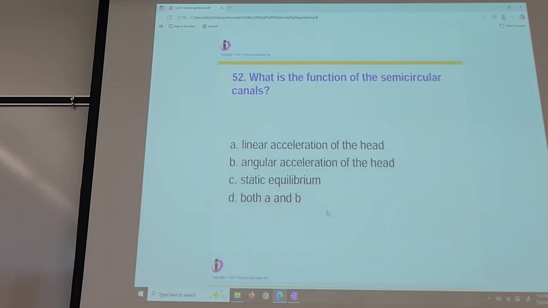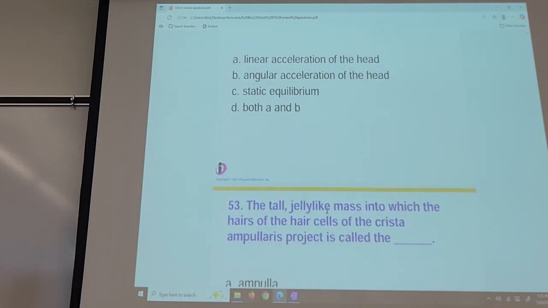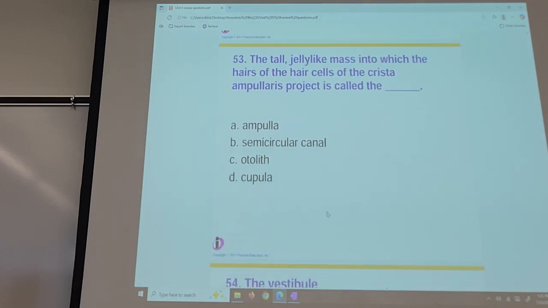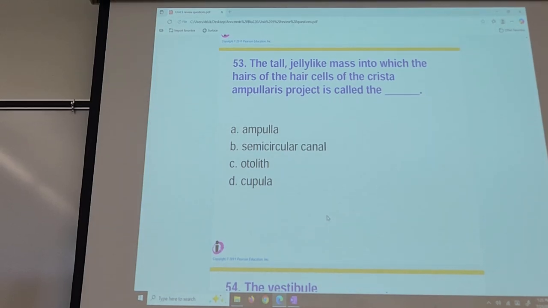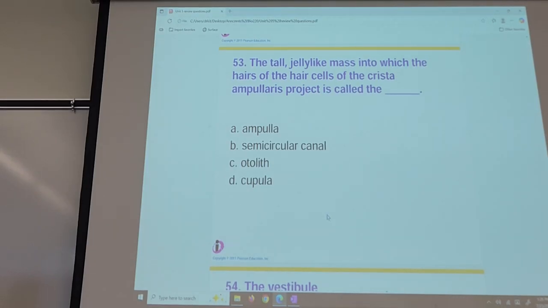52, what is the function of semicircular canals? Again, this one doesn't have the answer on it. Angular should be instead rotational, okay? Because that's what semicircular canals are responsible for, rotation. So again, I would word this different, so you can axe 52 if you want, or you can reword it to your liking. Okay, 53, the tall jelly-like mass into which the hairs of the hair cells of the crista ampullaris project is called the D. the cupula. Okay.